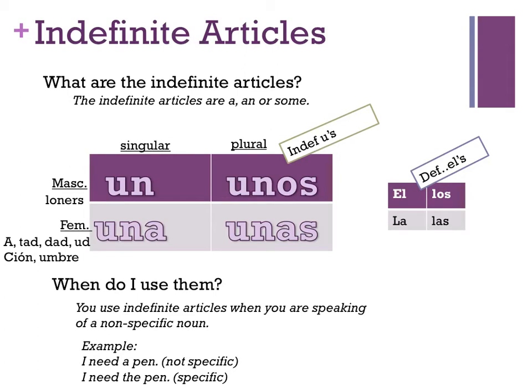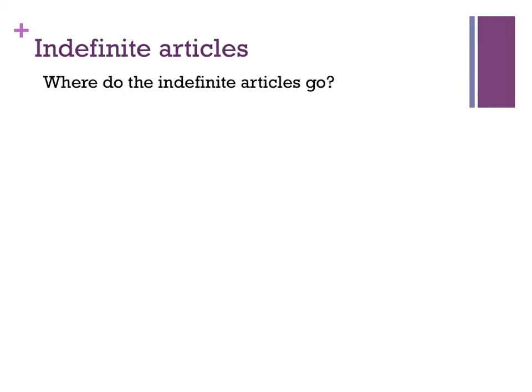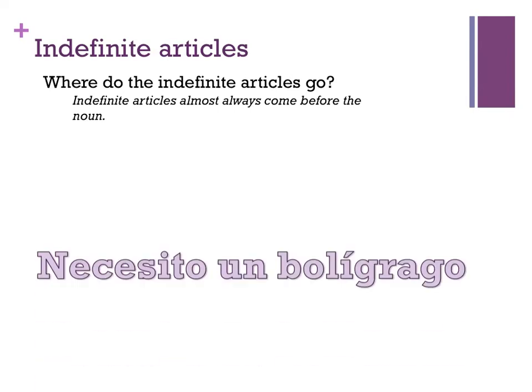I like to have a little thing that I use to keep those separated. We have the defels, which are the ones that start with el, la, los, and las. And then we have the indef which are the ones that start with u. Where do indefinite articles go? Indefinite articles almost always come before the noun.